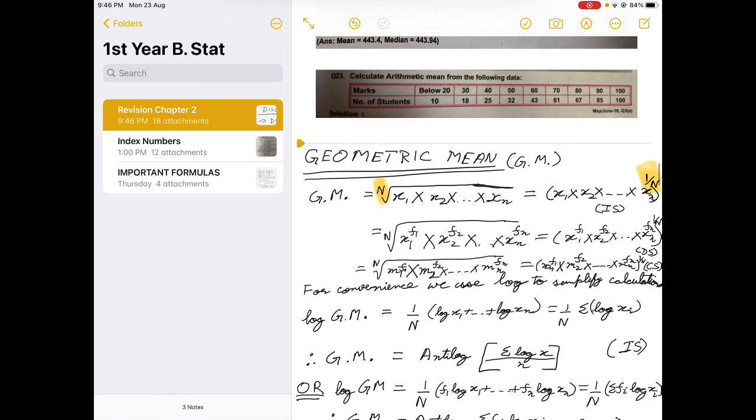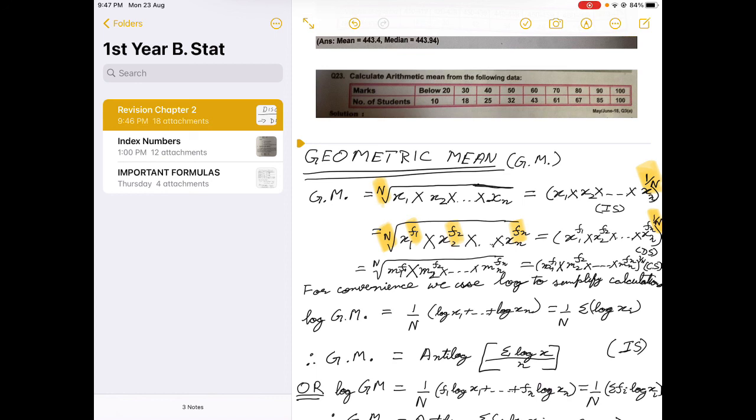Similarly, for the discrete series, the nth root of x1 to the power f1 into x2 to the power f2 into dot dot dot until xn to the power fn. Here again you can write it as the power 1 by n, but notice the frequencies are the powers of the individual x values, and n, which is the total sum of all the f's or the frequencies, is the root value. So for each individual x, we first take to the power the frequency and then we do this.